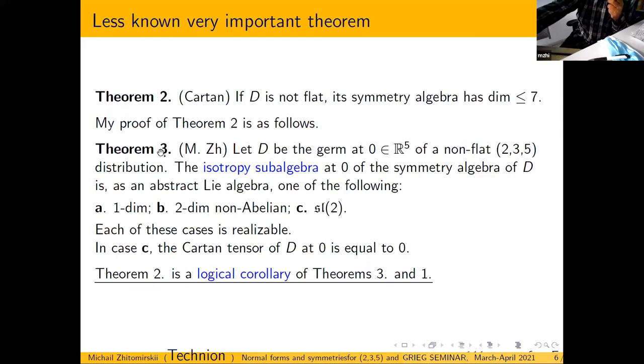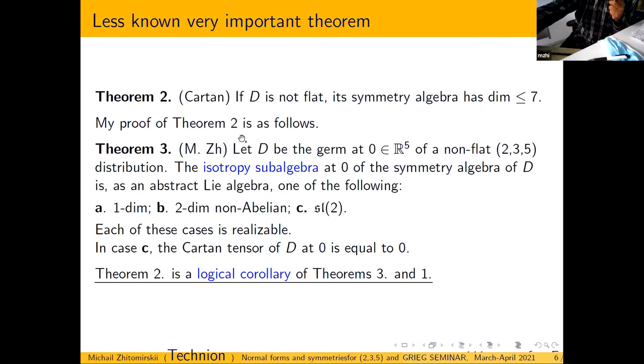Which implies theorem 2. Okay, so theorem 3, which implies theorem 2, my theorem is as follows. Let's consider the non-flat case. Let's take a germ of a 2-3-5 distribution, which is not flat at the origin. What can we say about the isotropy subalgebra at the origin of the symmetry algebra of D?